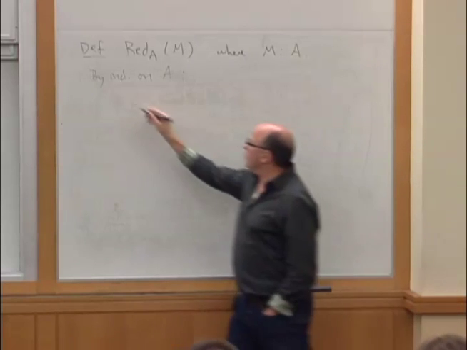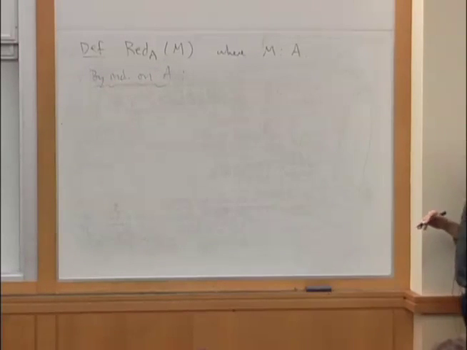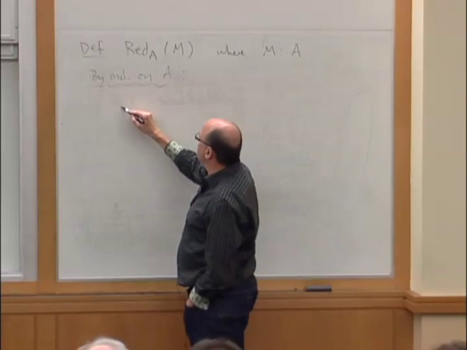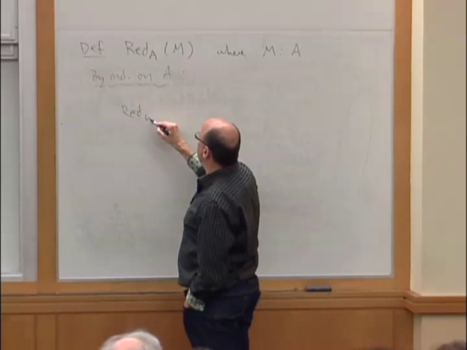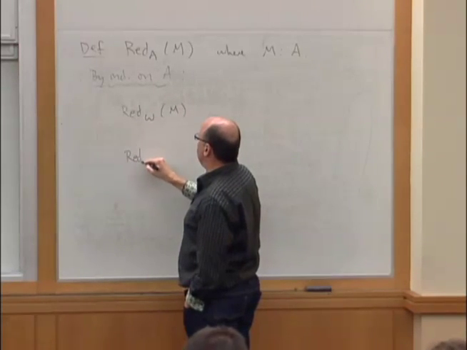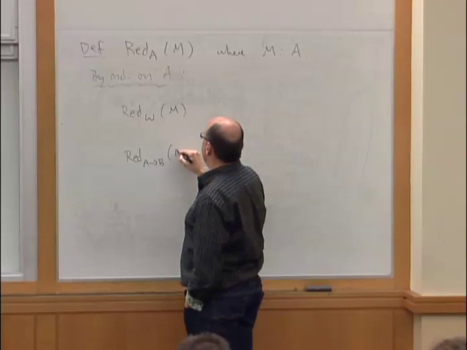And that's the critical point, and in the next lecture or the one after, this will become problematic. But right now, it's not a problem. So I'm going to define this by induction on the structure of A. So I have to define, let's just go with reducibility at omega and reducibility at a function type, let's call it A arrow B.